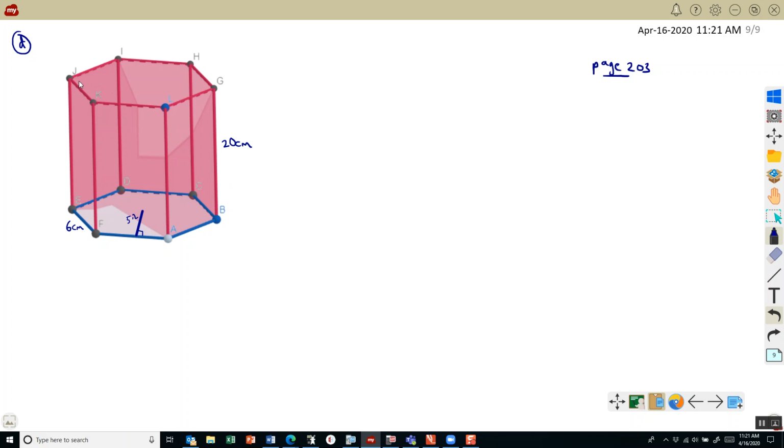So this is actually what type of shape on top? It is a hexagon. So this is a hexagonal prism. So we're going to do it the same way. We're going to work out the area of every side on this shape. And first thing we'll do is let's do the area of the base.